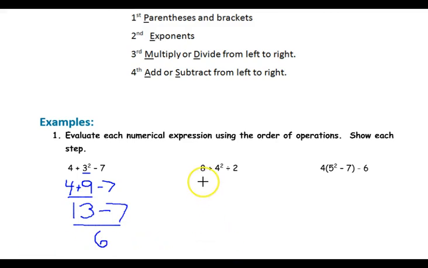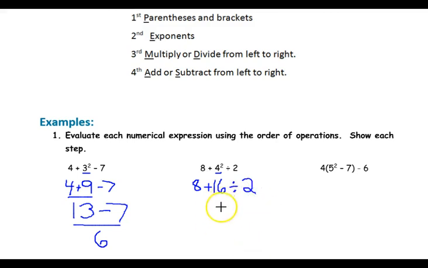In the second example, I have addition, exponents, and division. So again, no parentheses or brackets, so I'm going to first choose exponents. I'm going to evaluate the exponent part of this expression. 4 to the second power is 16, 4 times 4. And the rest of the expression I'm going to write as it is, including the symbols and the numbers, making sure to include everything in the same order that it was from my original expression.